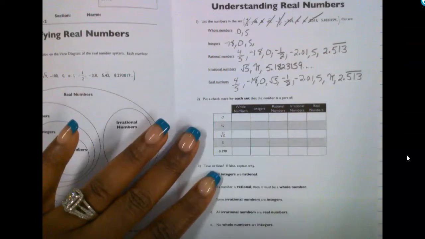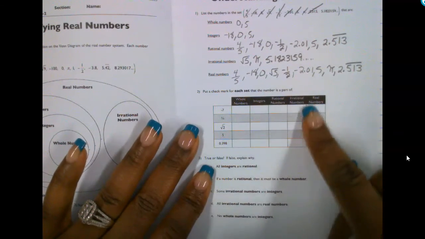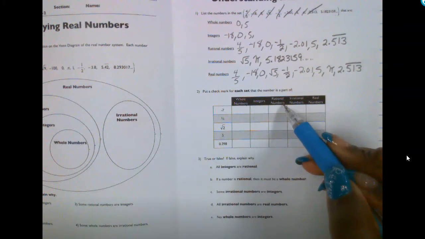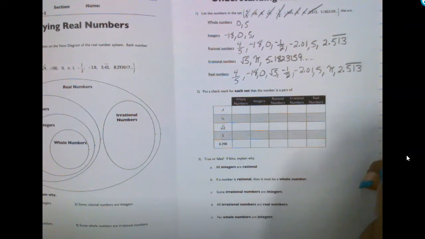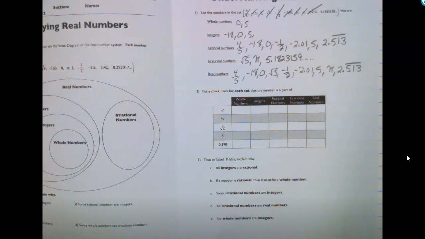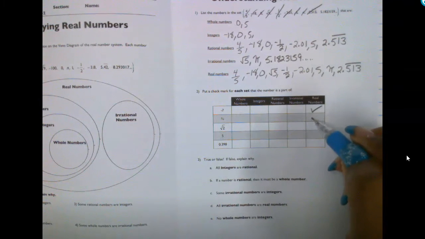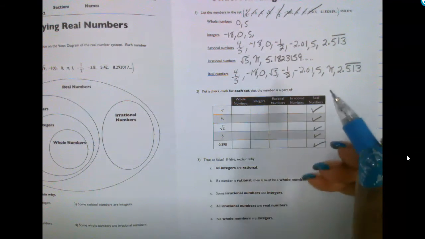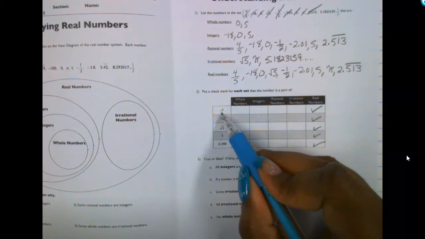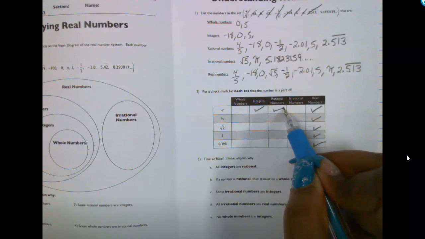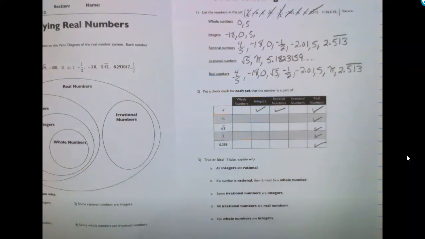All right, so down here, I want you to pause the video and see if you can fill this out. You're going to check it off if it's a whole number, an integer, rational, irrational, or a real number. Pause it now. All right. So let's see. Real numbers. All numbers are real numbers, so you should have a check going all the way down here. Okay? Now let's look at if it's a whole number. If this is a whole number, it's not, but it is an integer. It is not irrational because you can write it as a fraction. So that means it is not.